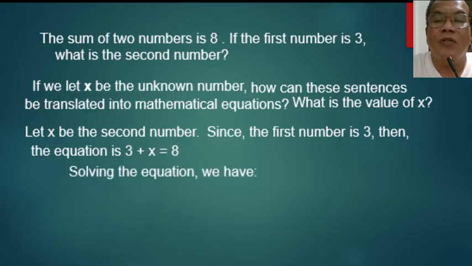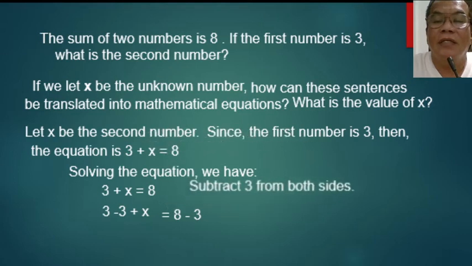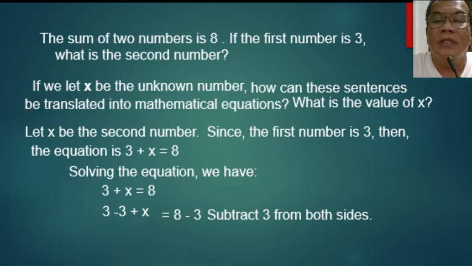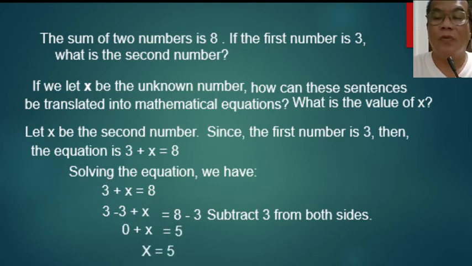Okay, solving the equation, we have 3 + x = 8. So we have to subtract 3 from both sides. So you have 3 - 3 + x = 8 - 3. So that is 0 + x is equal to 5. Then x is equal to 5.